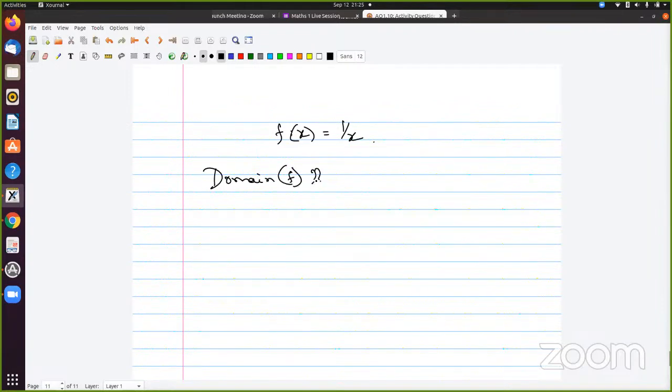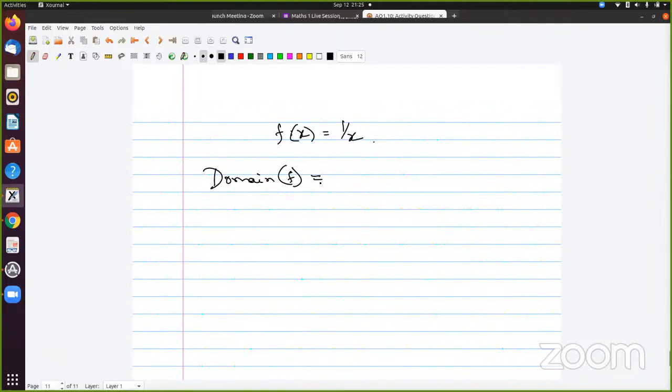Real numbers. R minus, all real numbers except zero. Someone is saying all positive numbers, but what if we give a negative number as input? We can give a negative number as an input, right?